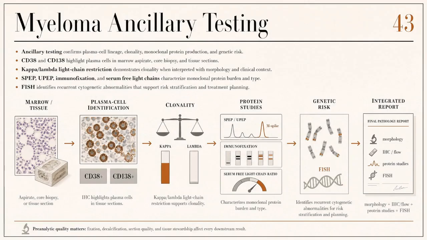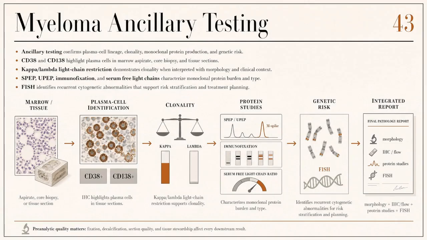Starting with immunophenotyping, this technique is indispensable for identifying clonal plasma cells within bone marrow biopsies or aspirates. Flow cytometry and immunohistochemistry are the primary methods employed. Plasma cells in multiple myeloma typically express high levels of CD38 and CD138, markers that confirm plasma cell lineage and differentiation.